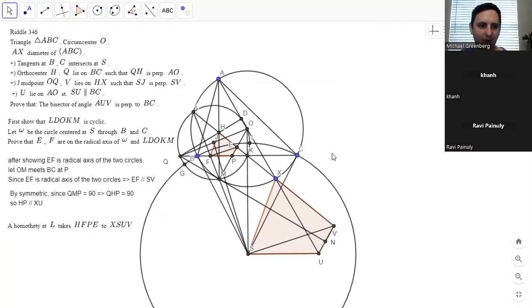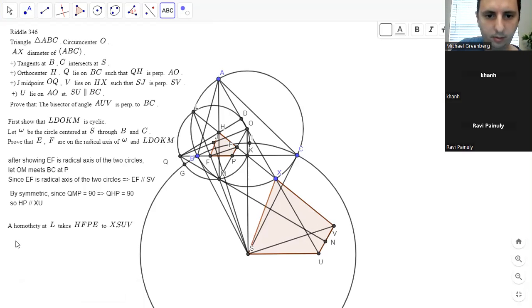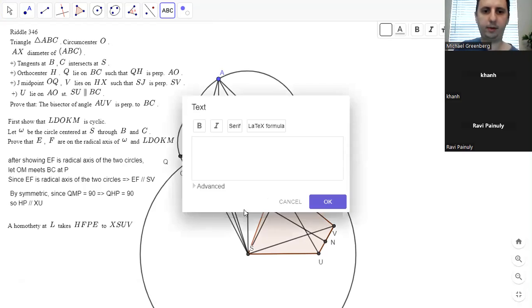And so once we know that, then we can use the two harmonic bundles. Since the theorem is true with this, then it's also true with this. So I'll just say the angle bisector of HPE is perpendicular to BC, which solves the problem.